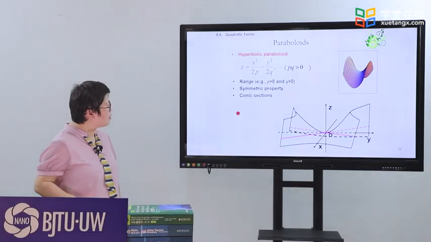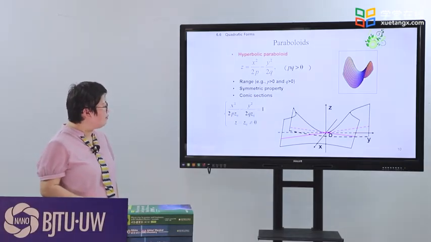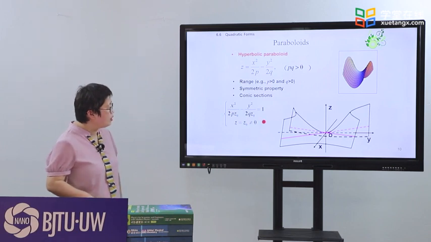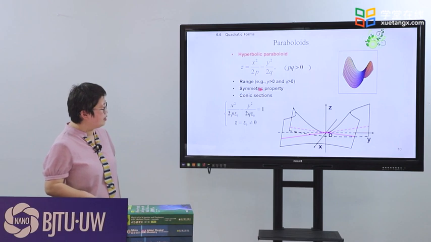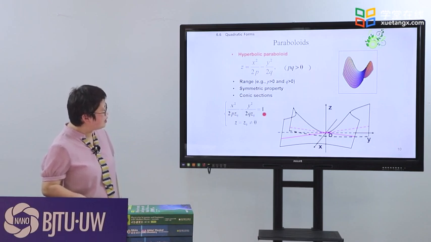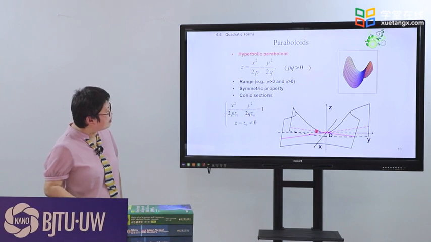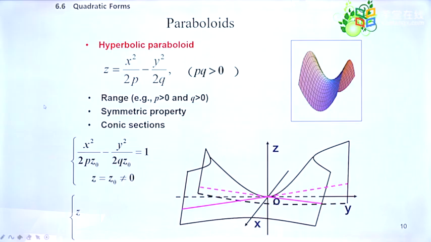Okay, and its conic section is like here. When z equals z0, not equal to 0, you can get this conic section. This conic section is a hyperbola, right? Hyperbola. And when x equals x0, you can get this conic section. It's also a parabola.